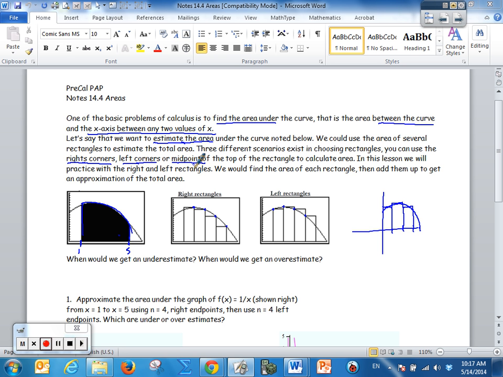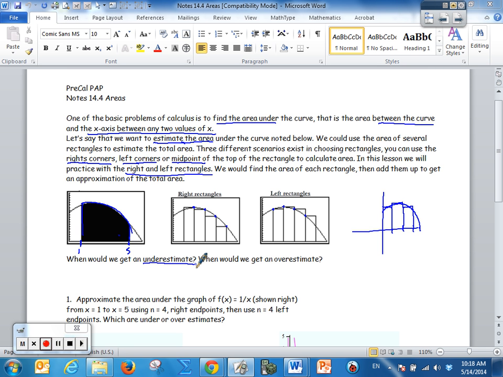So what we're going to do in the lesson is practice with the left and the right rectangles, and we're going to find the area of each one to get our approximation. So let's answer these questions before we go to our example. When would we get an underestimate? At what point would we have less area than we should?